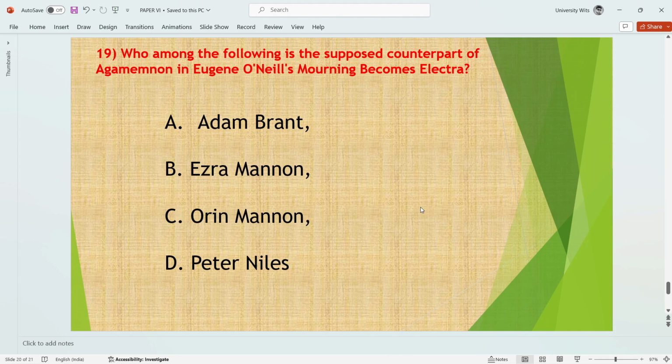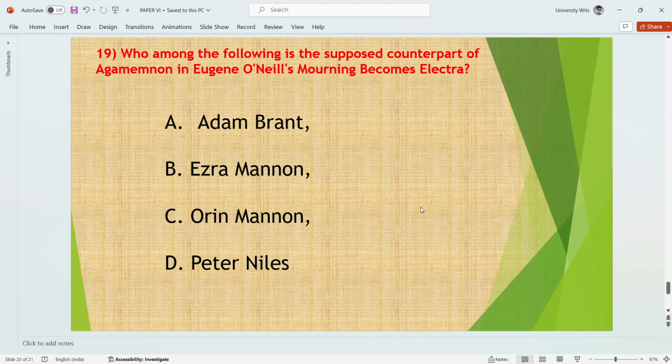I'm telling you some concepts, so listen. Ezra Menon fulfills the role of Agamemnon in Mourning Becomes Electra, and he is a Civil War general who is murdered by his wife Christine Menon and her lover Adam Brant upon his return home.